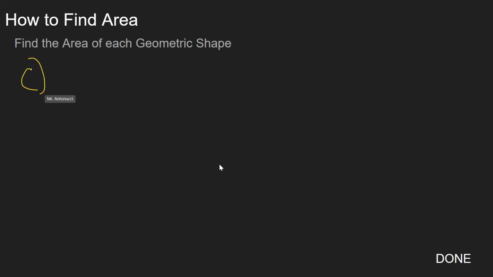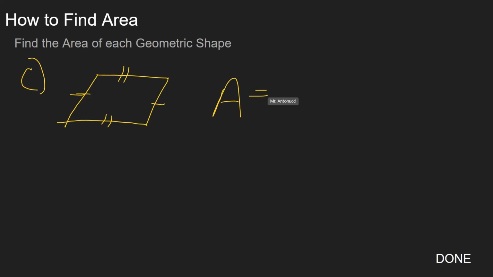All right, so how about a parallelogram? A parallelogram is where the opposite sides are parallel. So this side would be parallel to this side, and this side would be parallel to this side. Excuse the drawing. To get the area of a parallelogram, it's similar to a rectangle, which is base times height.